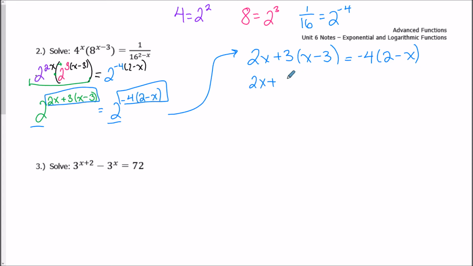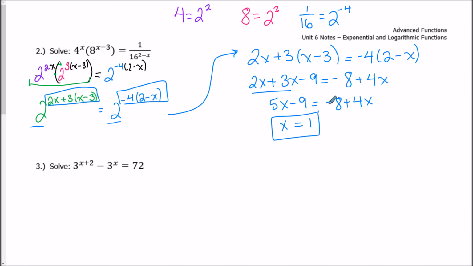So I'm going to distribute the 3. So I get 3x minus 9. Distribute the negative 4, so I get negative 8 plus 4x. Okay, so then put together my like terms, I get 5x minus 9 equals negative 8 plus 4x. Subtract the 4x from both sides, add the 9 to both sides, and I end up getting x equals 1.